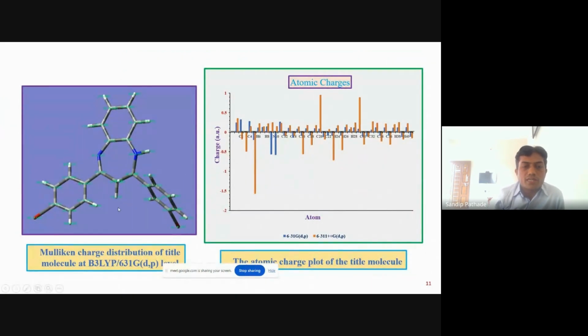This is the molecular charge distribution of the title molecule that can be computed at the B3LYP level with the 6-31G(d,p) basis set. And this is the atomic charge plot of the title molecule, which clearly indicates that the higher set of 6-311+G(d,p) overestimates the charges, while the lower set gives the reliable charges of the molecule.